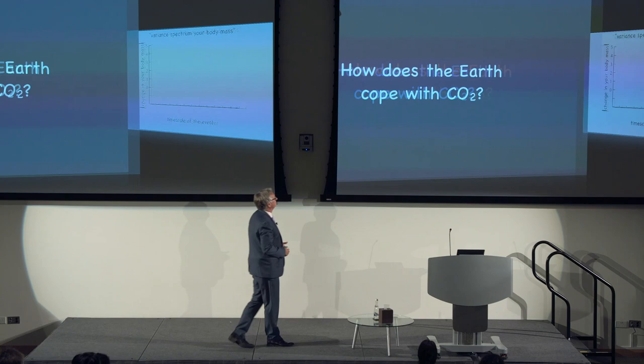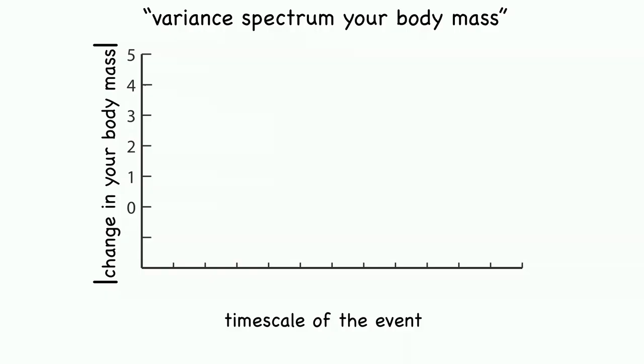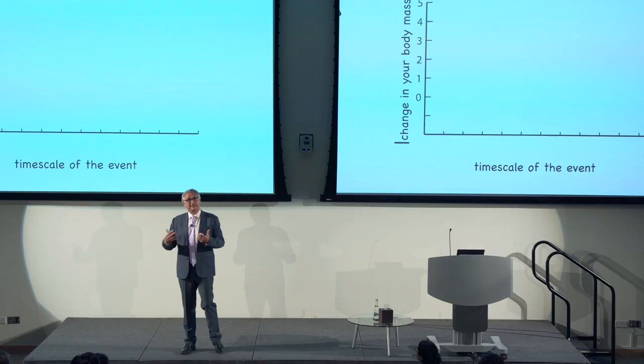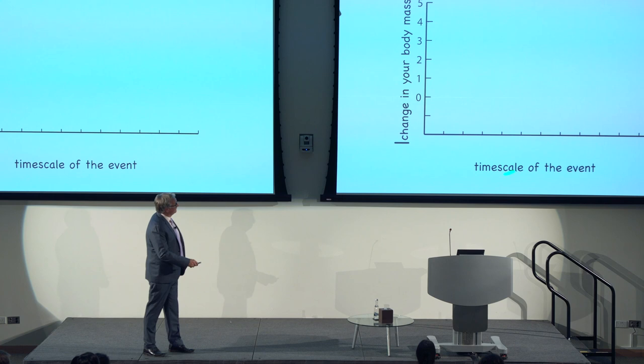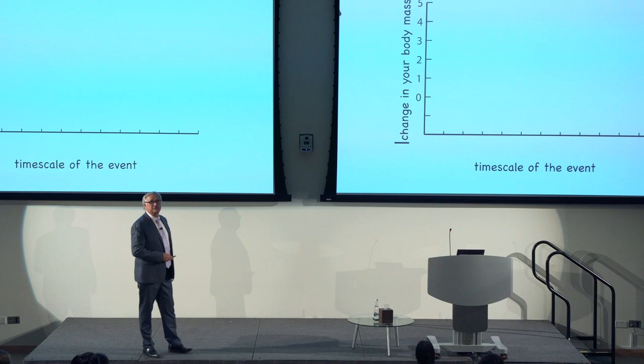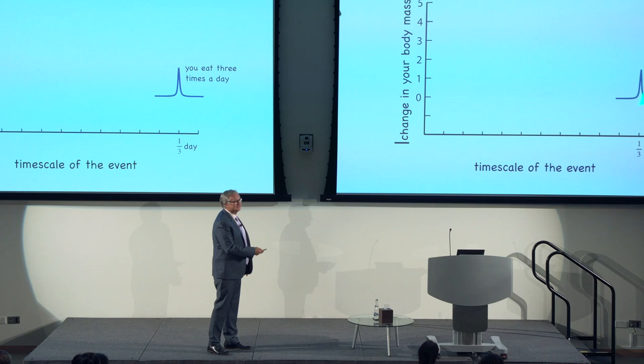To do that, we have to use a tool in science called a variance spectrum. And I'm sorry, it's a little wonky for some of you, but let me just try to give you an example. Imagine your body as an object, and you're going to keep track of the mass of your body. And on this scale is the time scale of something you do to your body. And on this scale is the change in your body weight. So for example, you eat 3 times a day. That's a 1/3 of a day is the rate at which that happens.